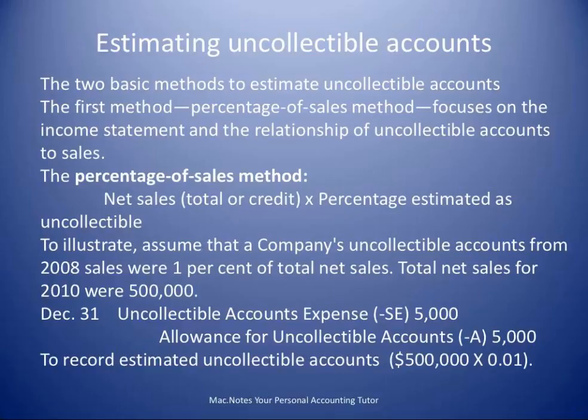The income statement method is a percentage of sales. From history, we know that 2% of credit sales will not be collected. So whatever our credit sales were that year, we would set up an allowance for that. We would debit bad debts expense or uncollectible accounts expense and credit the allowance. Now, to assume that a company's uncollectible accounts were 1%, then that's how we would do it.